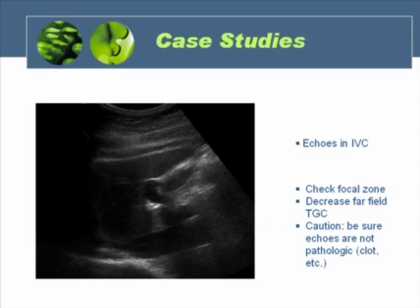Also, you may want to decrease the far field TGC to get the echoes out of the IVC. Now, of course, make sure that those echoes aren't pathology, so you might want to put color Doppler or some other technique on to make sure that they're not real echoes in that IVC.